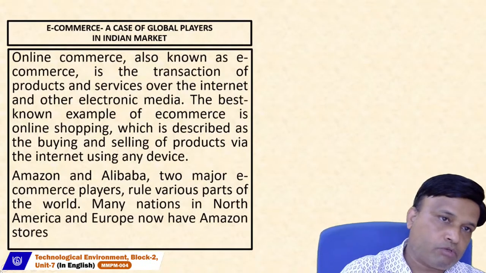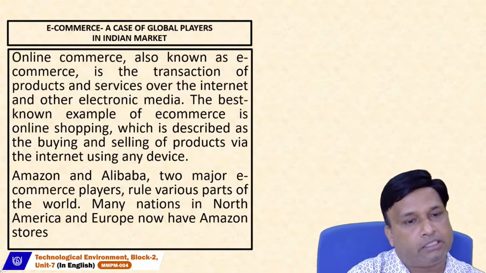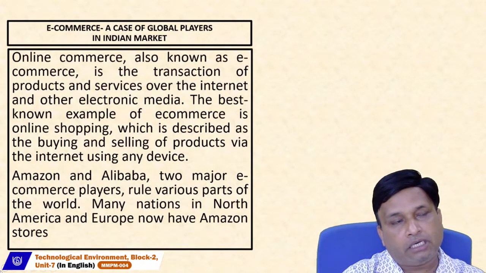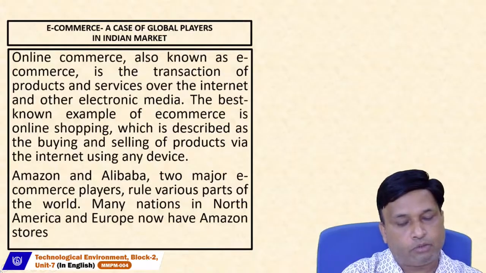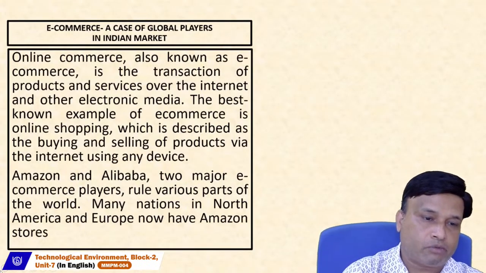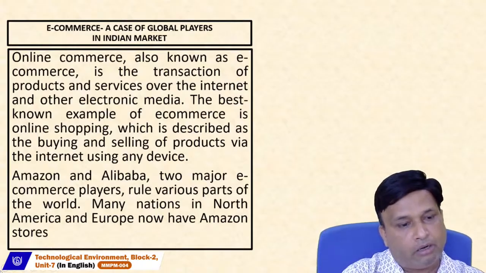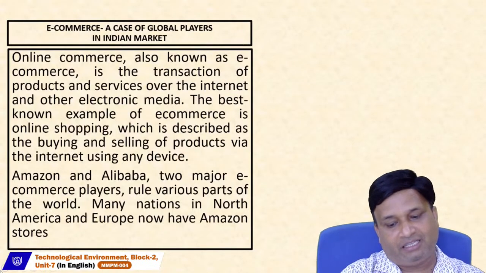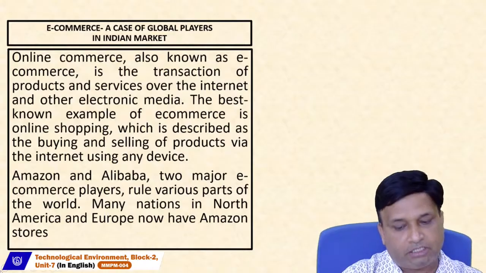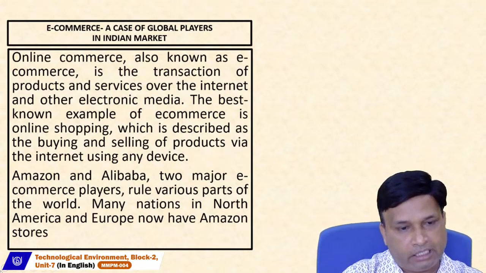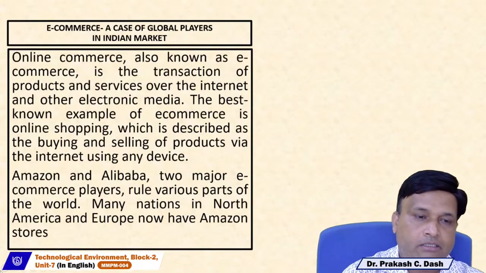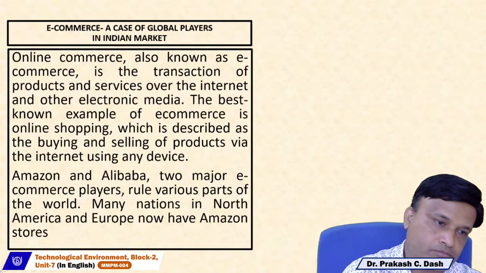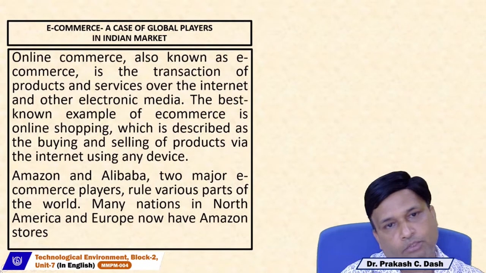When you talk about e-commerce, that is the case of global players in the Indian market. What is the case? The case is how Amazon and Alibaba, the two major e-commerce players, rule various parts of the world. Many nations in North America and Europe now have Amazon stores. So you can realize they don't have any one product, but they have a presence across the world because of the integrations, because of understanding e-commerce in a better way, and they are connecting the customers and the vendors through this platform. That is possible through the e-commerce platform.